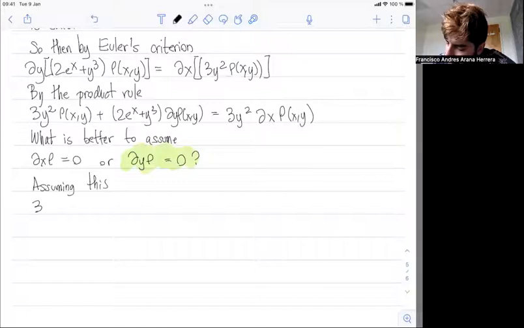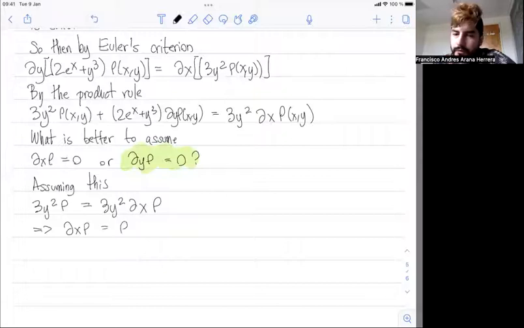Assuming this, we get that 3y squared rho is equal to, well, the second thing just vanishes completely, and then we get 3y squared dx rho. Let's cancel out the 3y squareds, and then we get dx rho equals rho, which is a very simple equation. And we just need to find one solution to this. I don't care about the most general solution. I just need to find one.